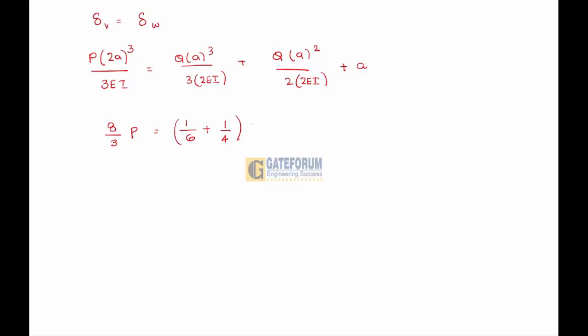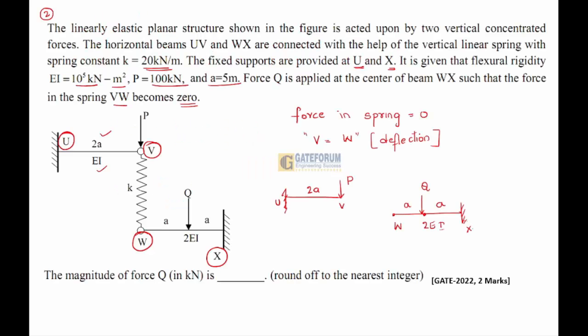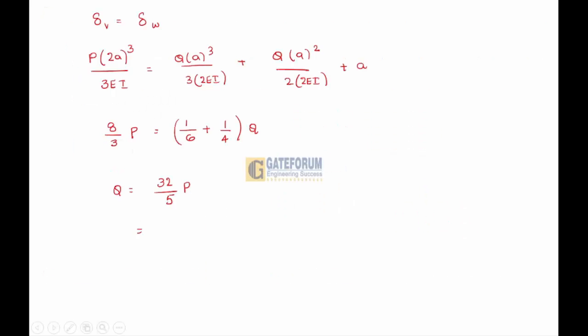I'm taking Q common. So from here Q is equal to, on simplifying, 32 by 5 into P. P is 100 kilonewton given, so 32 into 100 by 5. 32 into 100 divided by 5 will give you 640. Right, this will be 640 kilonewton.